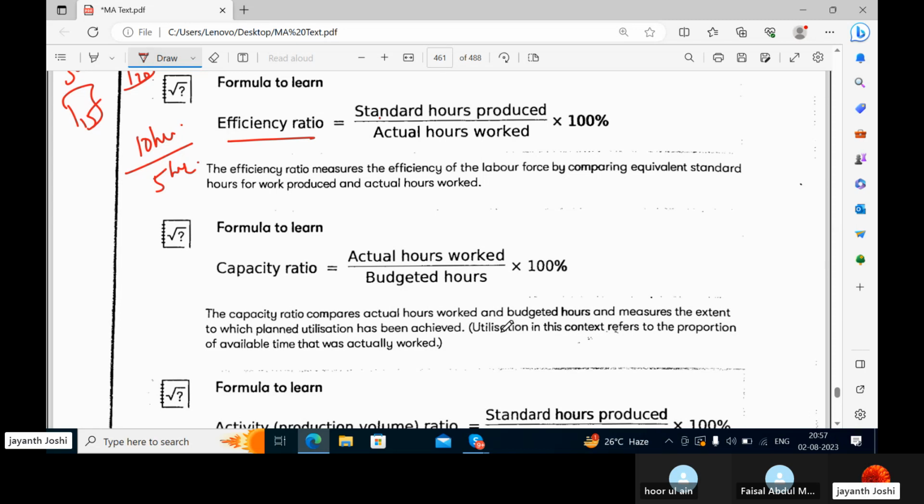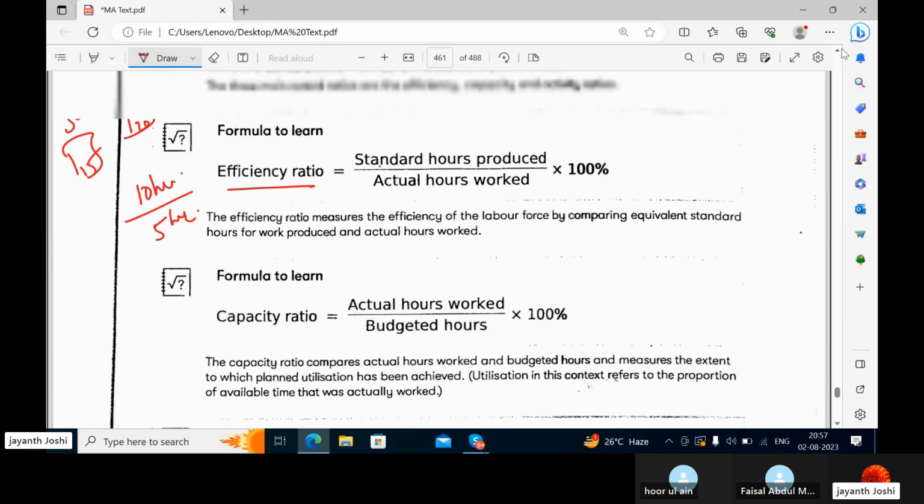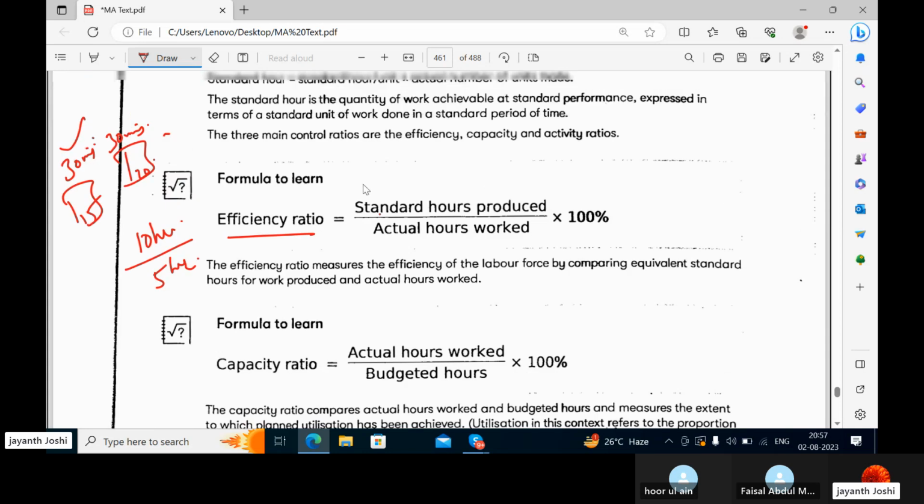So given the standard time, if you consume less time, that is good. Always. So here the standard is 30 and 15, so 2 times efficient, and here 30 by 20, just 1.5 times efficient. So 2 times efficient is better, no?